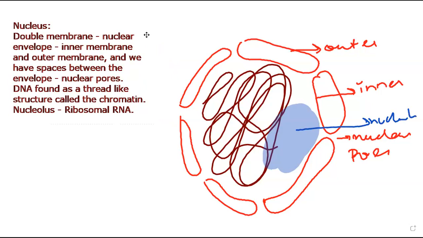And of course, we have our DNA in the form of chromatin, right? That is what the structure of the nucleus is. Now, let's move a little bit out of the nucleus. When we go a little bit out of the nucleus, we reach another structure of the cell that is known as endoplasmic reticulum. What is endoplasmic reticulum?